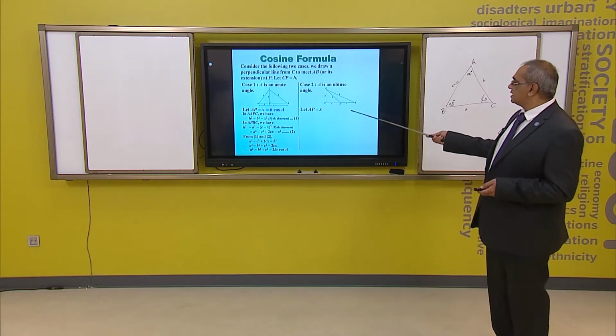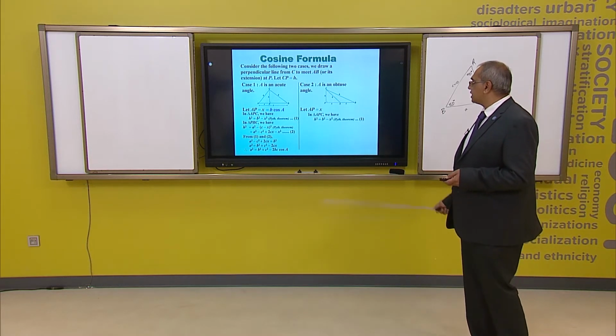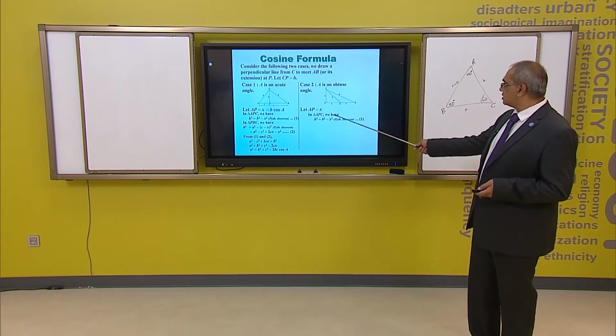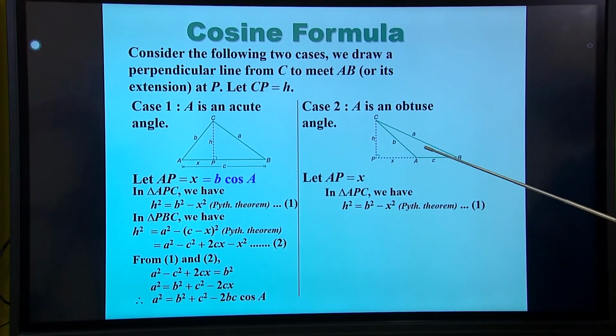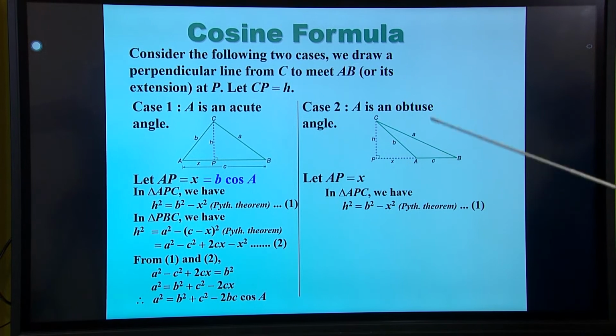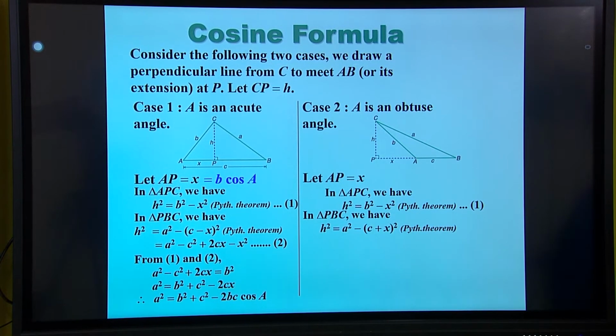Here, if we have an obtuse triangle, we have the same story. We can write it in terms of h using Pythagoras. So we have two triangles for Pythagoras, CPA and CPB. And we can write that also in terms of h, making them equal.